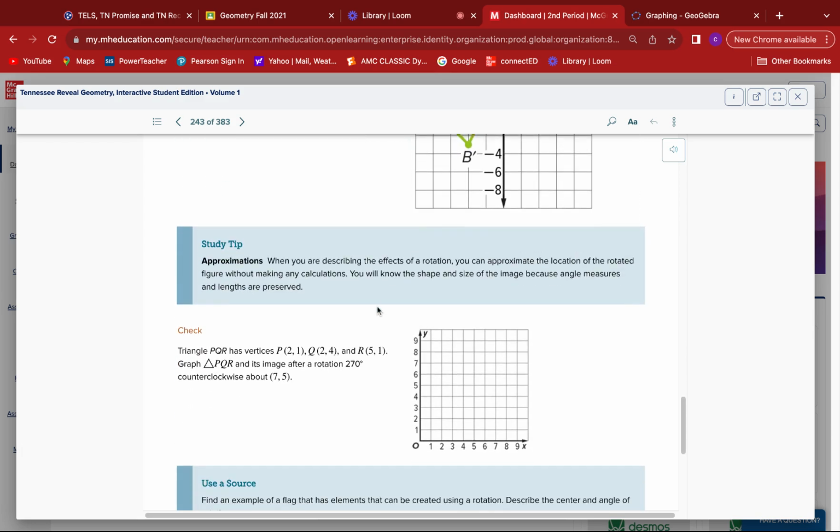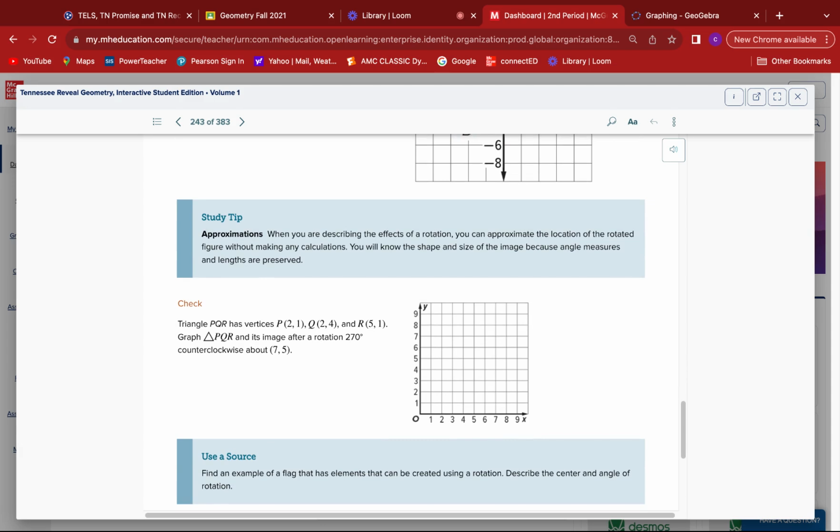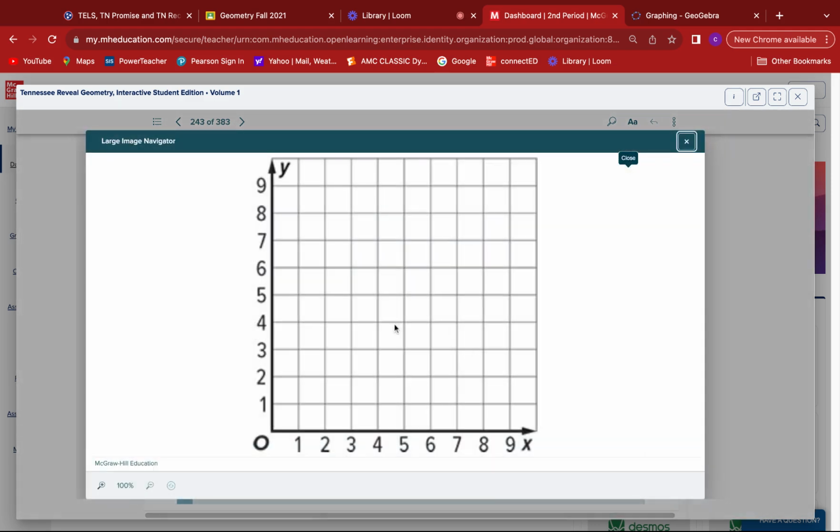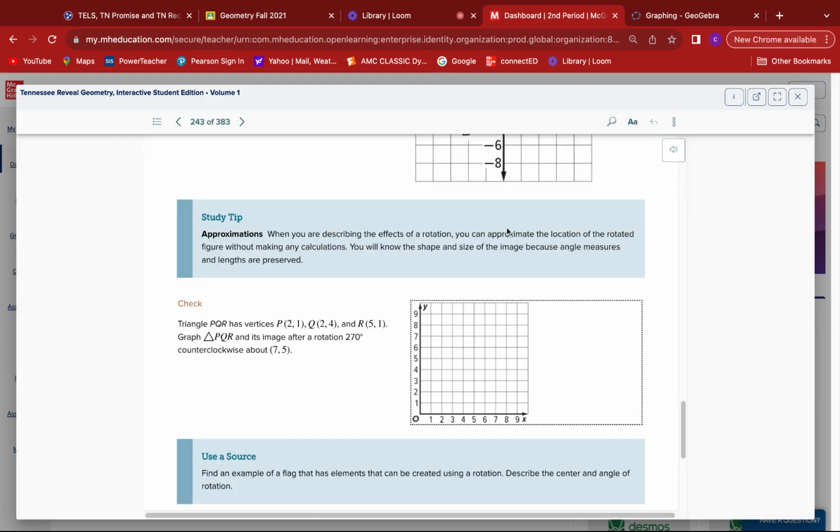All right, so we're ready for the check. Triangle PQR has vertices P(2,1), Q(2,4), and R(5,1). We want to graph the original triangle and its image after a rotation of 270 degrees counterclockwise around (7,5). All right, so everybody, put your 3 dots on your grid. Now, of course, this computer program is not going to let me do this. All I can do is pull it up because all I'm doing is looking at the book itself. So I'm going to use my GeoGebra to do that.